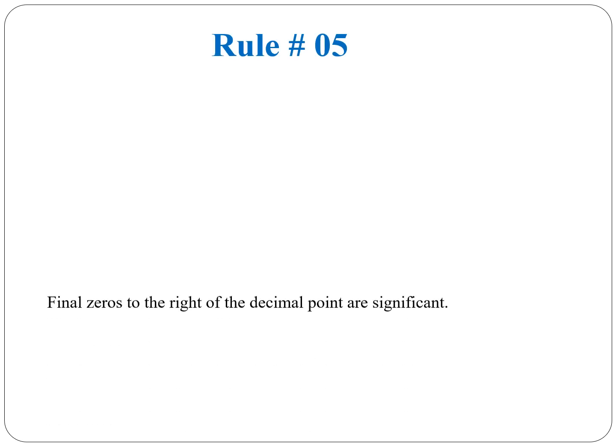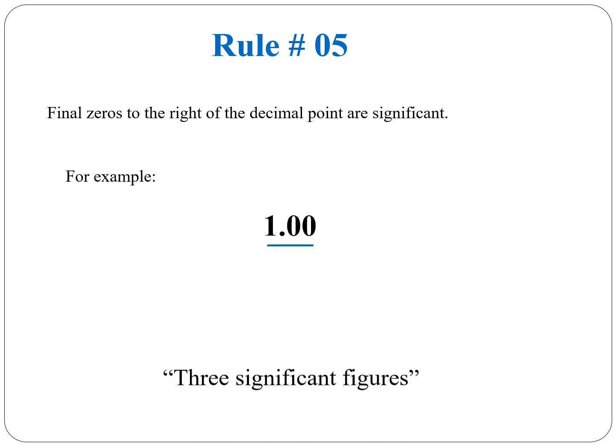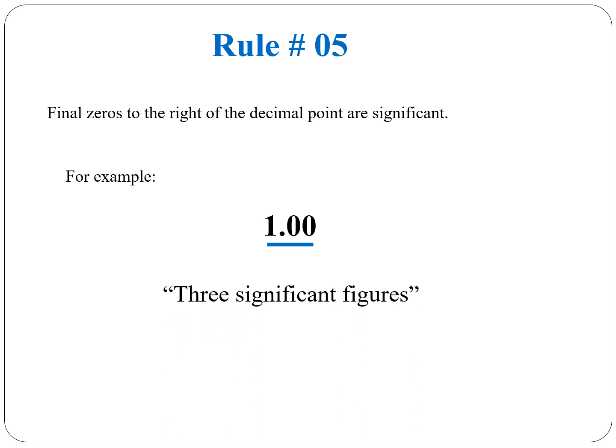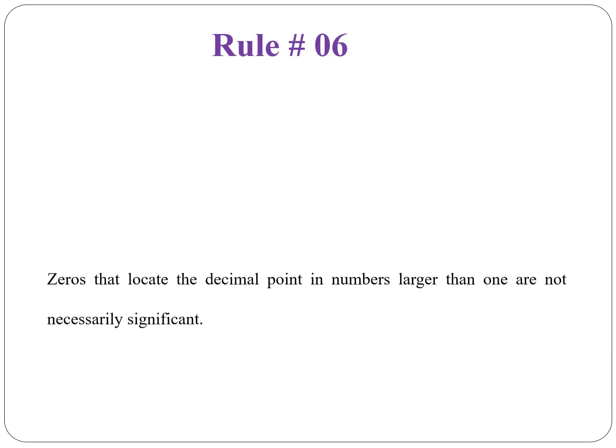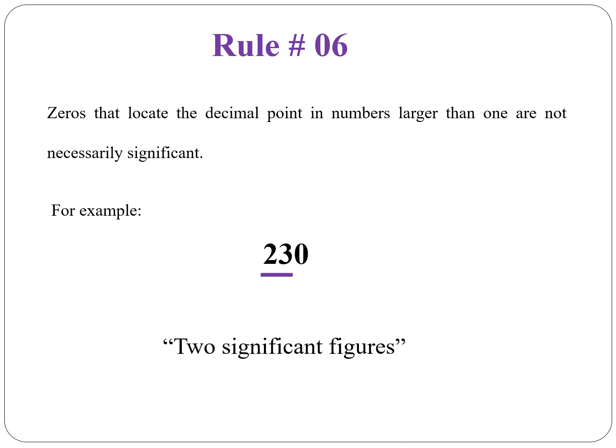Moving towards rule number 5. Final zeros to the right of the decimal point are significant. For example, if you have 1.00, then there are three significant figures. And last, rule number 6. Zeros that locate the decimal point in numbers larger than 1 are not necessarily significant. For example, 230. Here you have two significant figures, which are 2 and 3.